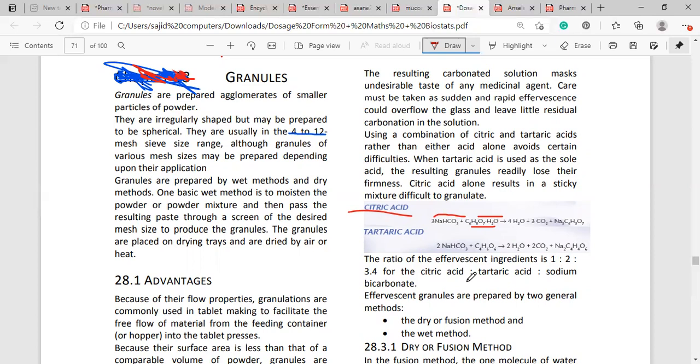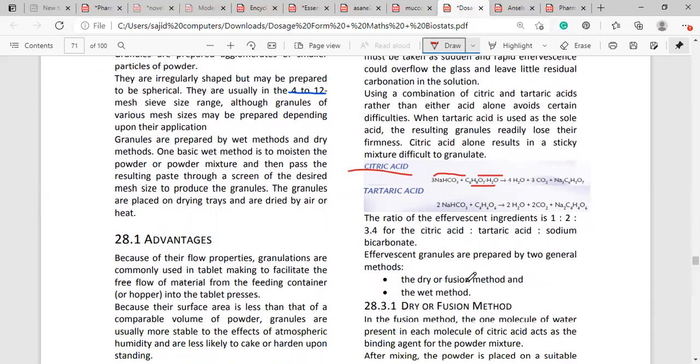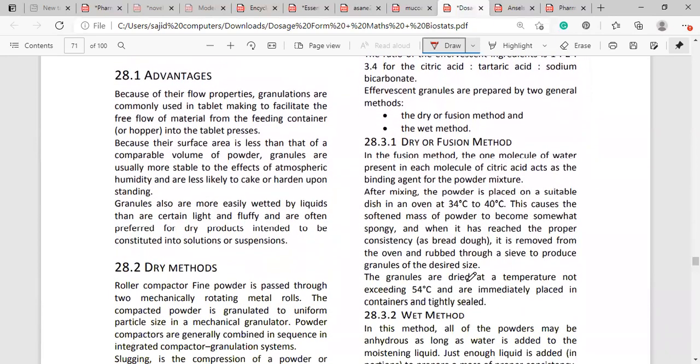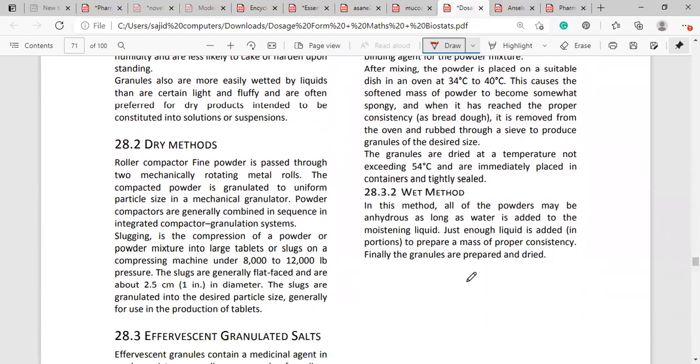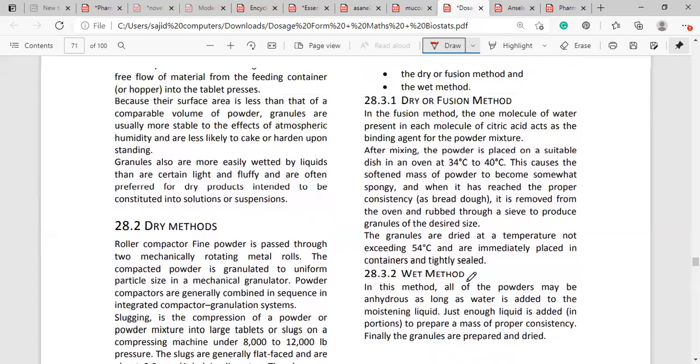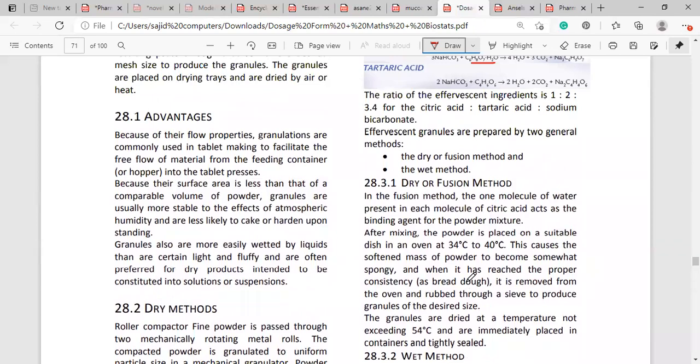So in this lecture today, we have discussed what granules are and then the advantages of granules. After that, dry methods for the preparation of granules, in which we discussed roller compactor and slugging process. In the slugging process, large tablets are prepared under high pressure, and then these large tablets are crushed to form granules, which are then used for the manufacturing of the tablet dosage form.